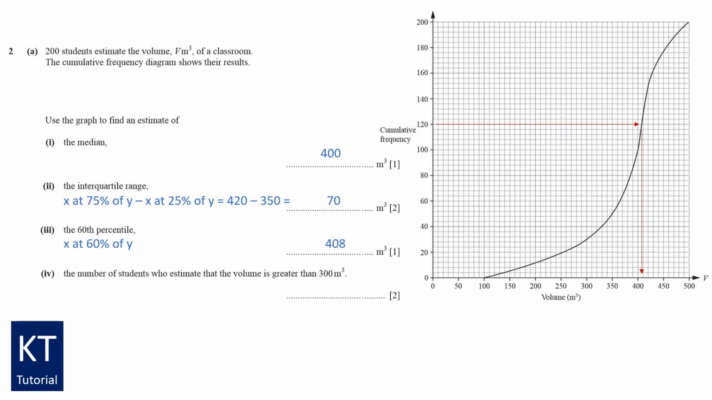Next, use the graph to find an estimate of the number of students who estimate that the volume is greater than 300 meters cubed. From the graph, when x is 300, y is 30. Therefore, the required number of students is 200 minus 30.